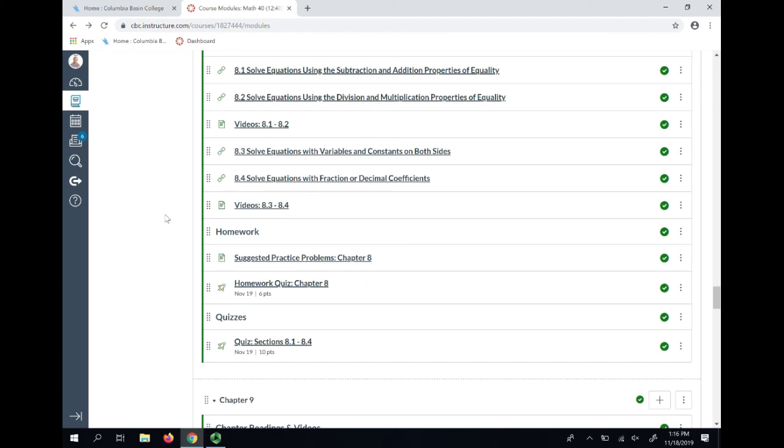And then chapter 9, though, is when we're going to get to the point where we have to restructure the equations ourselves. Yeah, we're going to start chapter 9 tomorrow.